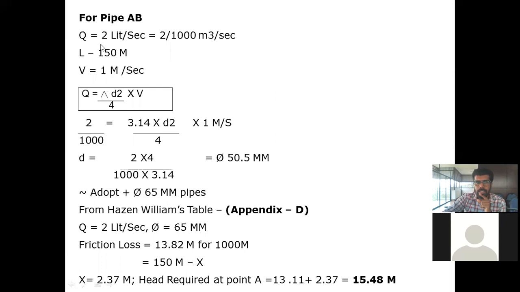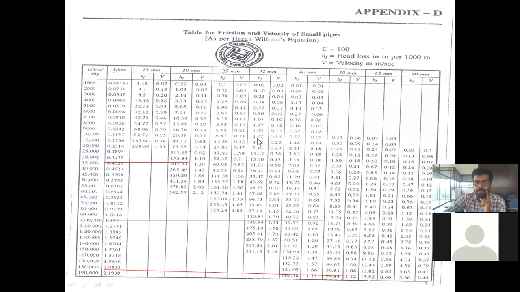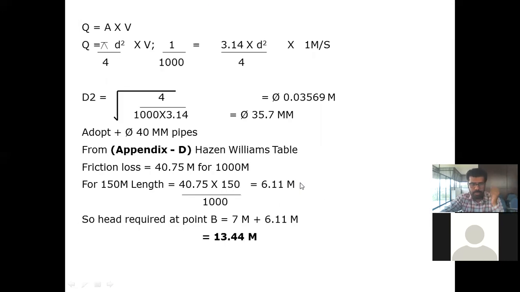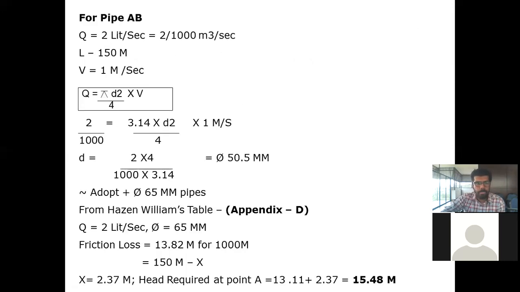Now, for pipe AB, where is this pipe AB? This one. This is AB. And its discharge is 2 liter per second, because here 1 liter per second, here also 1 liter per second. So 1 plus 1, 2 liter per second. And AB length is how much? It is 100 plus 50, so 150 will be coming. Let's see it's 150 or not. Okay, it is 150.